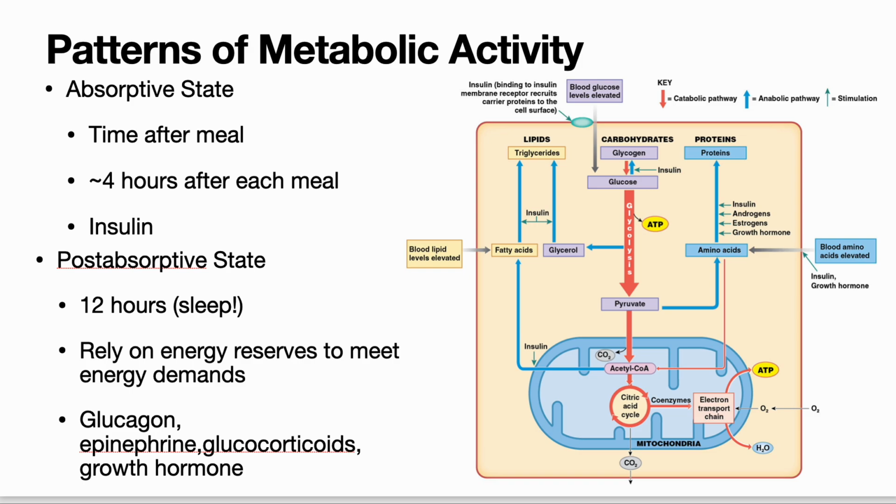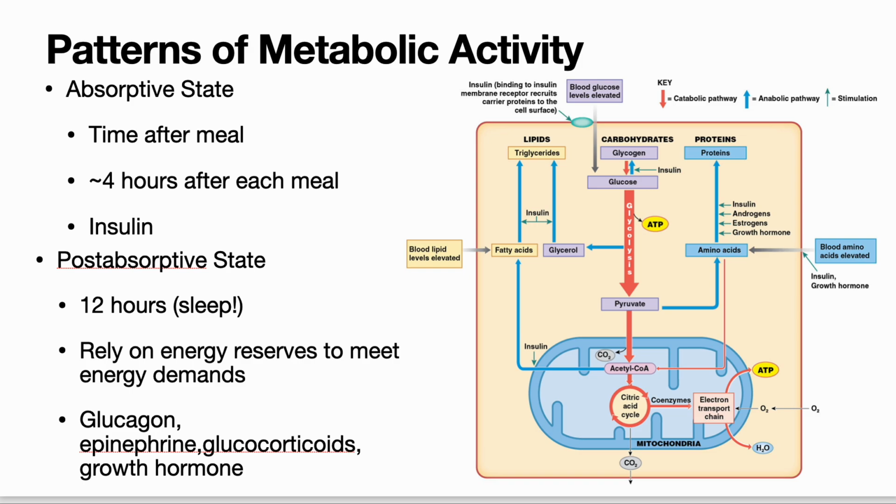Now, that brings us to patterns of metabolic activity, because we can predict what your body will be doing at any given time. So we have two major states. We have the absorptive state and the post-absorptive state. The absorptive state is the time right after you eat. So if you eat 3 meals a day, then, for about 4 hours after each meal, you'll be in the absorptive state. So half the day, you're in the absorptive state.